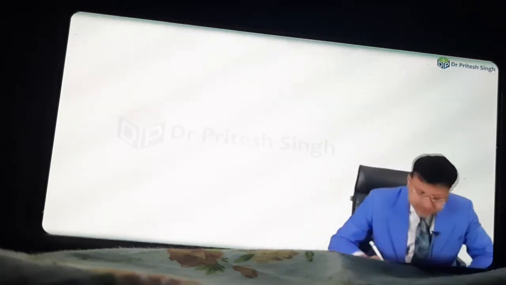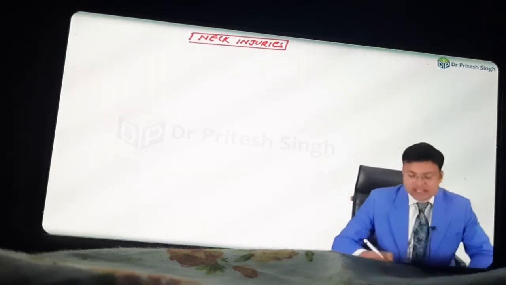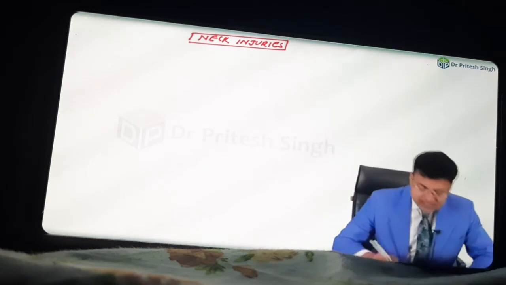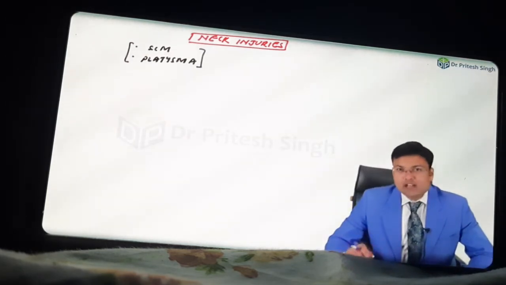Now we are going to discuss neck injuries. First question is asked: what are the two most important anatomical landmarks in neck injuries? The two most important anatomical landmarks in neck injuries are the sternocleidomastoid muscle and the platysma. After that, questions are asked about the horizontal zones of neck injuries. So there are 3 zones in neck injuries.